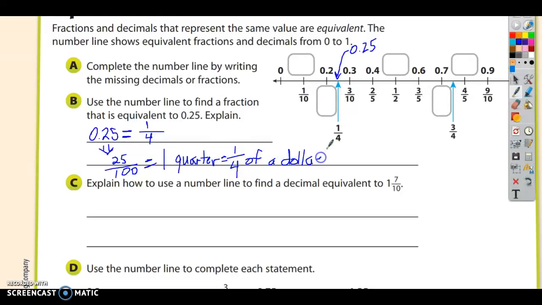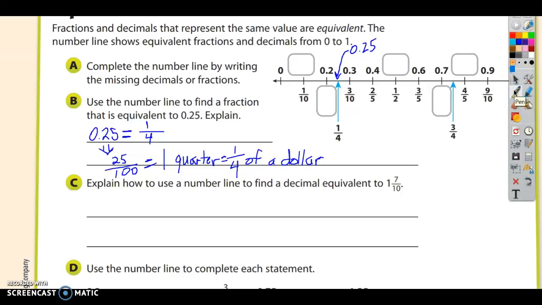So that's how I can help you remember. That's how you can remember that 25 hundredths, kind of like 25 cents, 25 hundredths is the same thing as 1/4. So let's go ahead and check out question C.